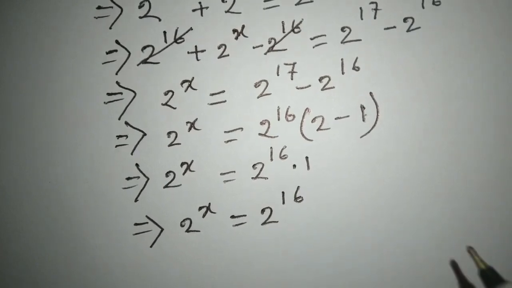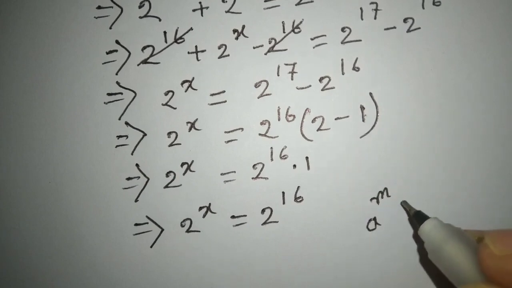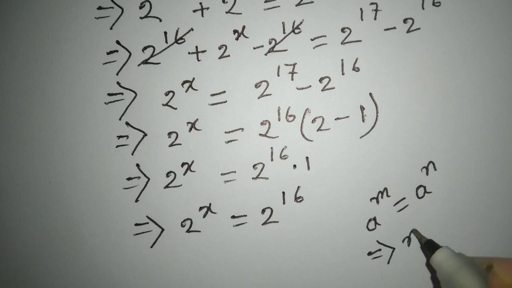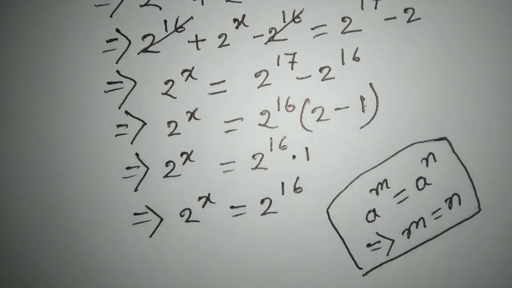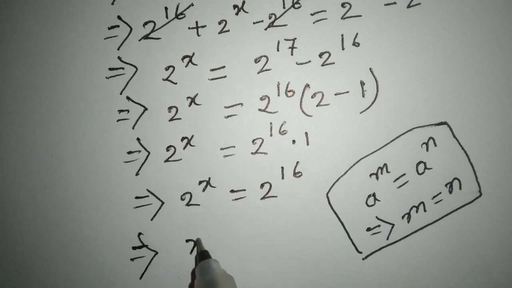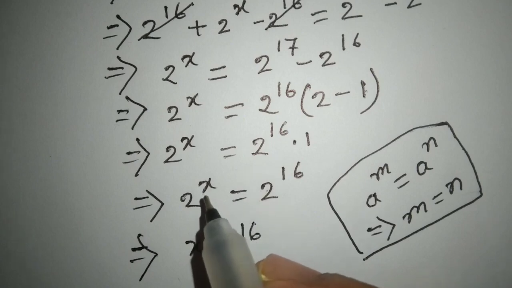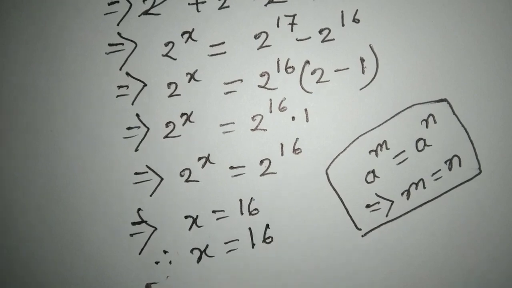We know another math formula which is: if a^m = a^n, then it implies that m = n. According to this formula, we can write this line x = 16. Here both sides' bases are equal, that's why we can write x = 16. Both sides' powers are also equal. Therefore, x = 16. This is the correct answer.